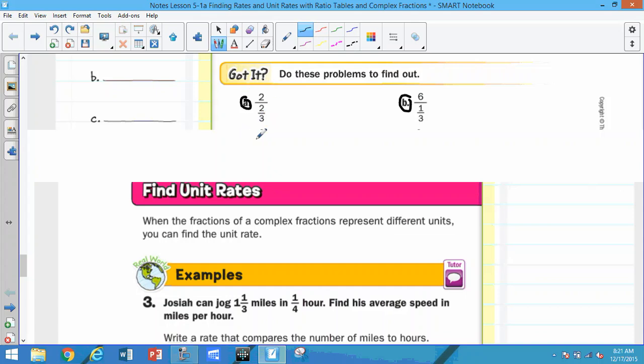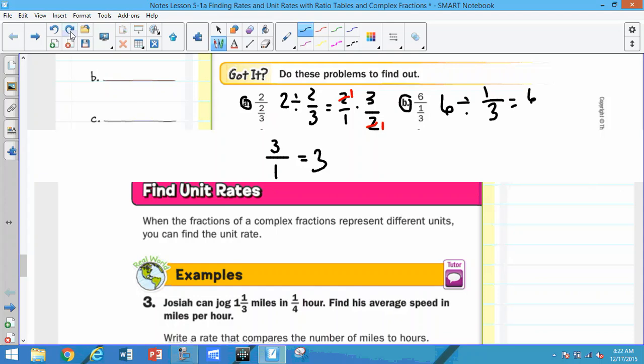Okay, so the first problem is 2 divided by 2/3. So you're going to turn that into 2 over 1 times, because we put a 1 under the 2, 3 over 2. And you multiply then. You take the multiplicative inverse, or the reciprocal, of that second fraction. And I'm going to cross simplify and make my 2's 1. So then I have an answer of 3 over 1, which is 3. For B, that's 6 divided by 1/3, and that equals 6 over 1 times 3 over 1. I turned the 6 into an improper fraction by putting a 1 underneath it, and then I took the reciprocal of 1/3, okay?